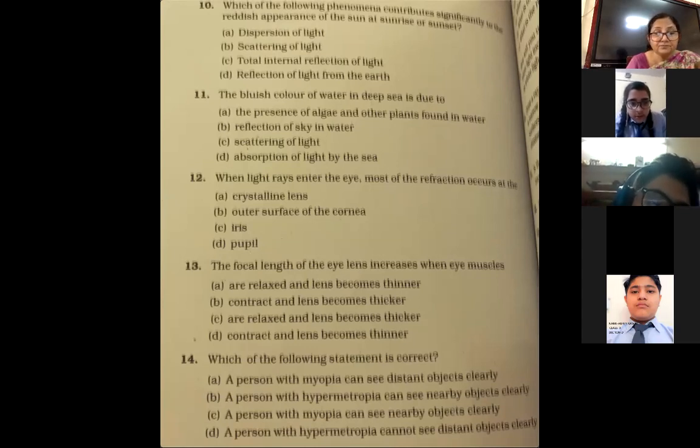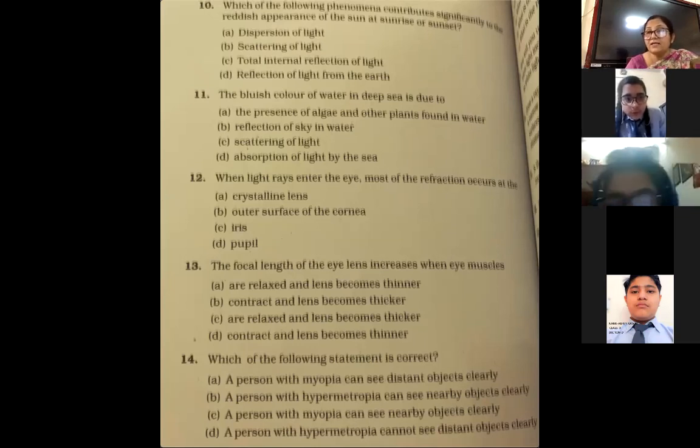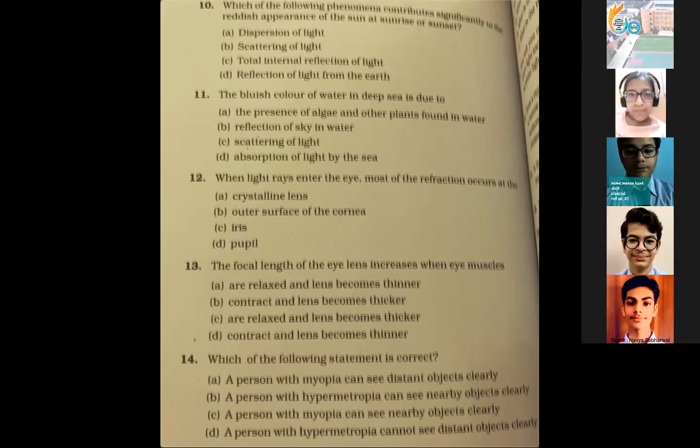Any idea? See, when your eyes are in a relaxed condition, when you see a very distant object, at that time your eyes are in relaxed condition. And when you see nearby objects, your eyes are not relaxed. The ciliary muscles of the lens are in contracted position. Okay, so they are not very relaxed.